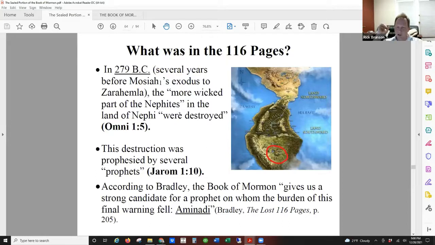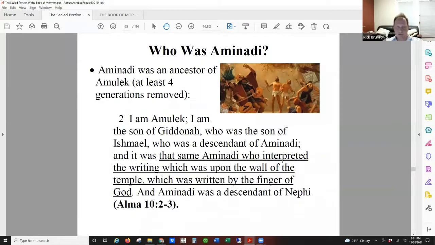However, according to Bradley in his book, he gives us a really strong candidate for a prophet for whom this burden of warning the Nephites fell, and that was a man called Aminadi. I don't know if you guys remember his name from the Book of Mormon, but let's talk about Aminadi because he was likely one of the prophets that prophesied of destruction in 279 BC. So who was Aminadi? If you remember, Aminadi was an ancestor of Amulek, at least 4 generations removed. Amulek said this to the people of Ammonihah: I am Amulek, I am the son of Giddonah, who was the son of Ishmael, who was the descendant of Aminadi. That's who we're talking about.